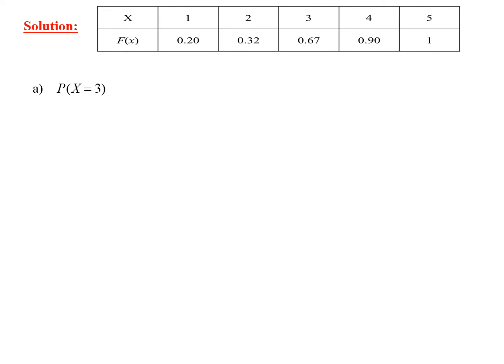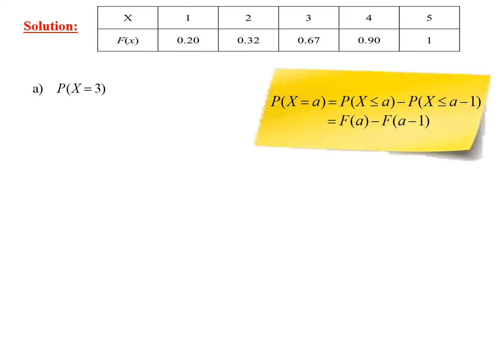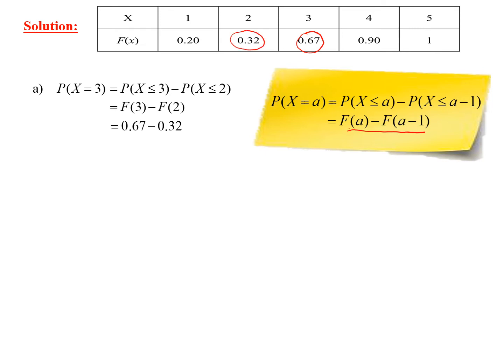Probability X equal to 3, we use the formula when we are going to find the probability X equal to a. We need to use the cumulative distribution function, that is F(a) minus F(a minus 1). So for our solution here, we will use F(3) minus F(2). By referring to the table that is given, F(3) is 0.67, F(2) is 0.32. We substitute into the solution, then we will get the answer 0.35.